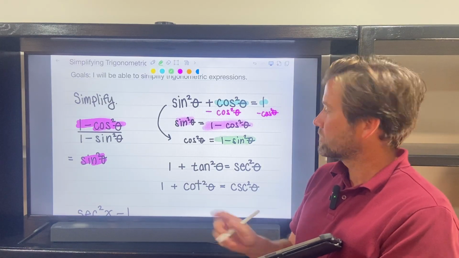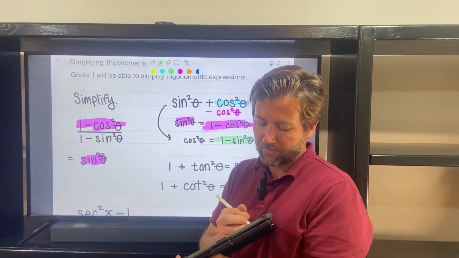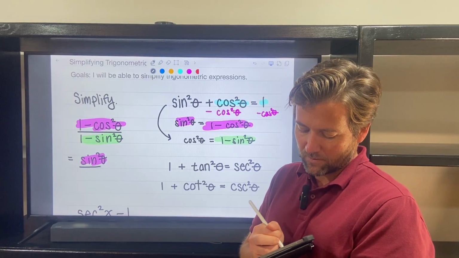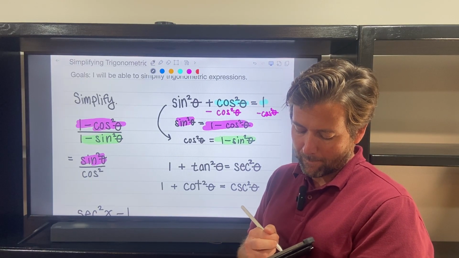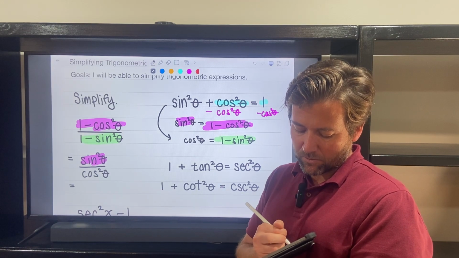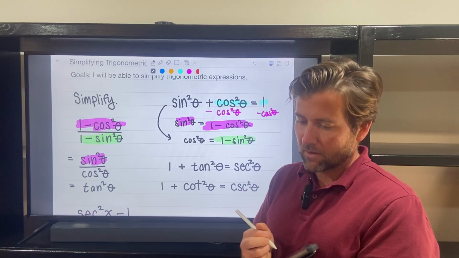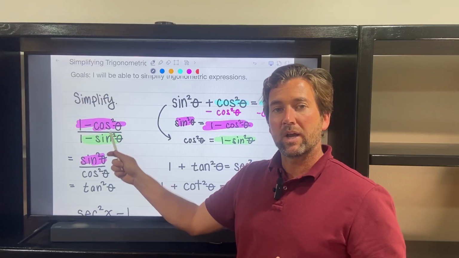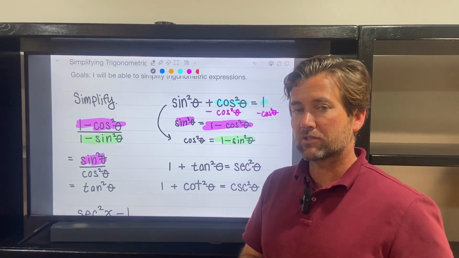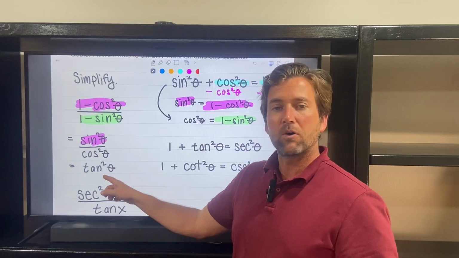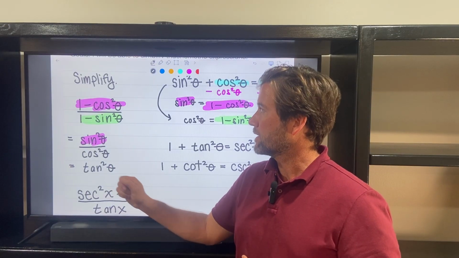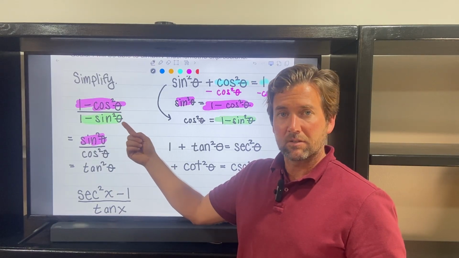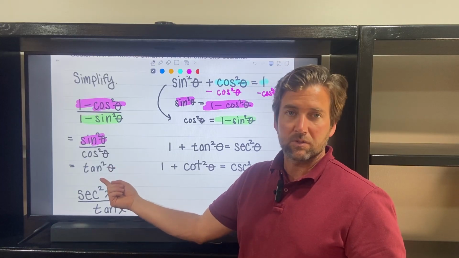Now this 1 minus sine squared theta, I can see that right here. I'm going to use substitution and replace it with cosine squared theta. And this is equal to tangent squared theta. If this question is on the College Board exam, they might ask you to simplify this expression and write it as the cotangent function. Well, then the answer would be 1 over cotangent squared of theta. Or if they just ask you to write this expression as tangent of theta, then your answer is tangent squared theta.